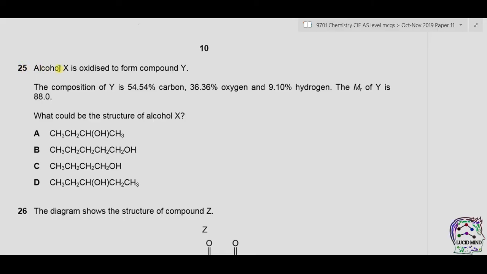Question 25. Alcohol X is oxidized to form compound Y. The composition of Y is 54.54% carbon, 36.36% oxygen and 9.10% hydrogen. The molecular mass of Y is 88. What could be the structure of alcohol X? Let's look into option A. We have 4 carbon atoms in the long chain and OH is attached to this carbon atom, which makes it a secondary alcohol.